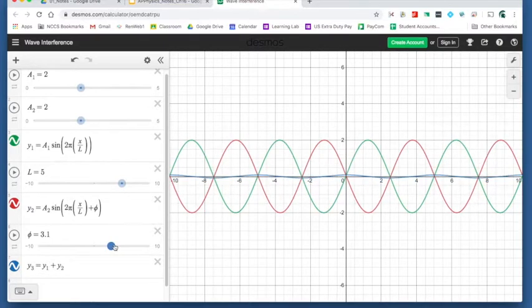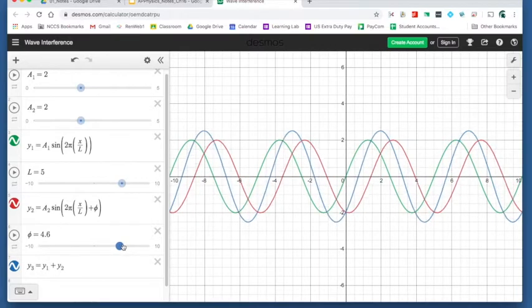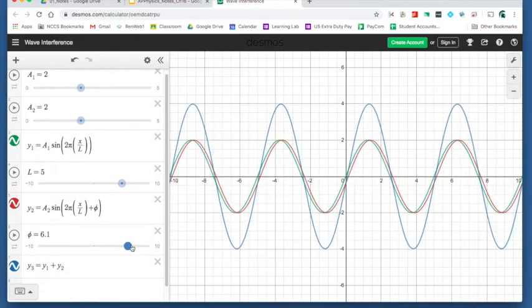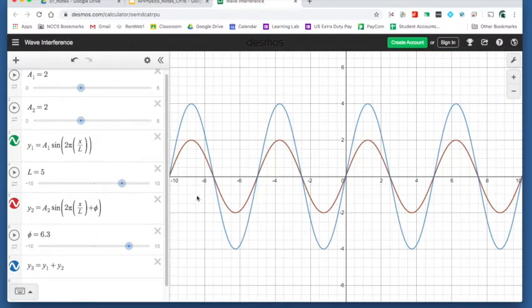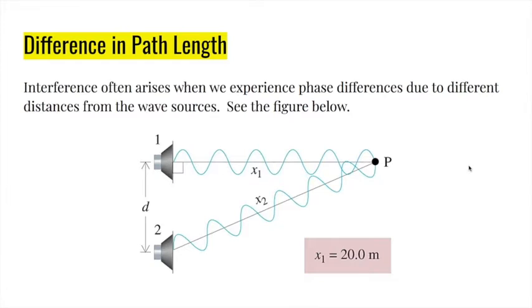And then as we get close to pi, we see that they almost disappear. And if I get to 6.28, which I'm not able to get to exactly, but that's pretty close, I'm back to having in-phase waves and a much higher result. All right. Okay. So our next example comes from this idea of difference in path length.